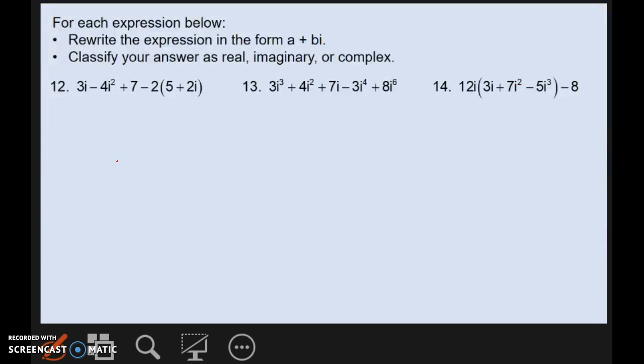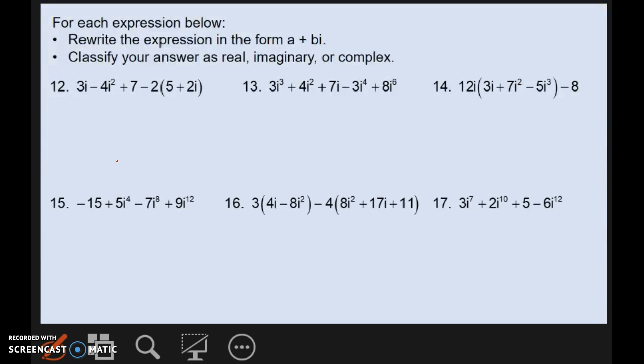We're going to step it up just a little bit on this next set of problems. In this set of problems, our directions are going to be very similar. We want to rewrite in the form a plus bi. We're going to add an additional step: classify our answer as real, imaginary, or complex. Just take a quick second and preview those questions and how they're a little different. The biggest thing I'm noticing is that now, instead of just having things in terms of i, we have i to the third, i to the fourth, i to the sixth, and so on.